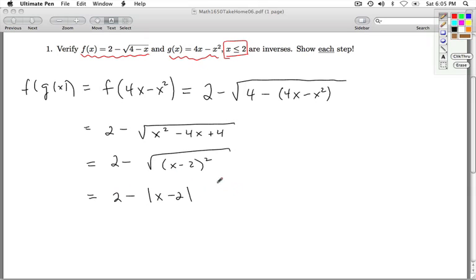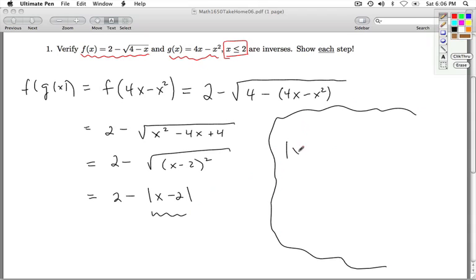And so this is where it becomes important to look at the domain of g. I'm restricting the x's on g artificially. I'm restricting them so x is less than or equal to 2. So let's go over here on the side. The absolute value of x minus 2 is one of two different things. It's either x minus 2 by itself if x minus 2 is bigger than or equal to 0, or it's the opposite of x minus 2 if x minus 2 is less than or equal to 0.